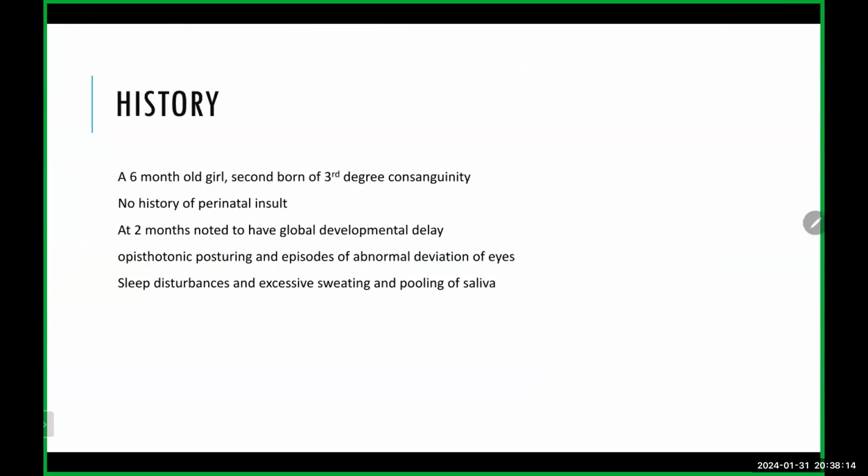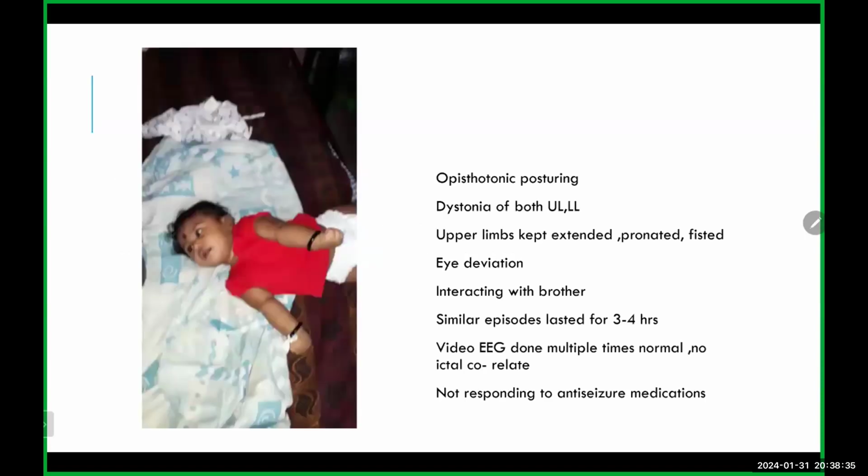Family history. This is a 6-month-old girl, second born of third-degree consanguinity. There is no history of any perinatal insult. At 2 months of age, noted to have global developmental delay, opisthotonic posturing, and episodes of abnormal deviation of eyes. There was sleep disturbance and excessive sweating and pooling of saliva. This is the video.